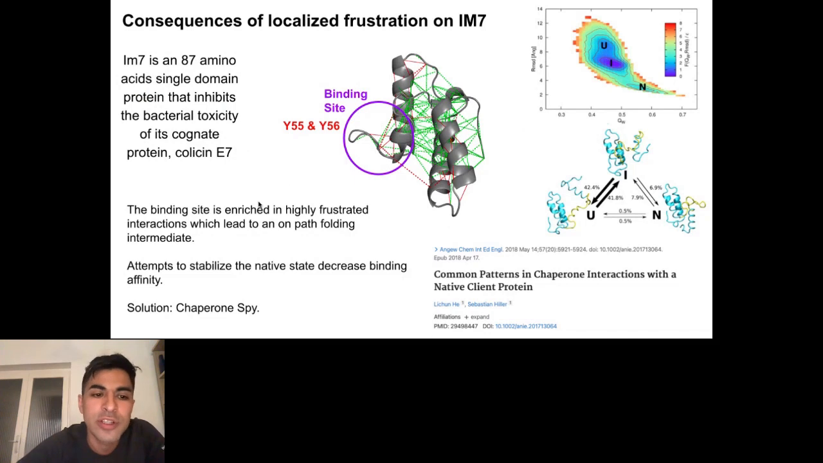And later on, it was reported, at least to my knowledge, that the solution evolution has found to make this less problematic is to have a chaperone that will recognize this highly frustrated region and bind to this protein, avoiding it being toxic, right, to misfold. This protein is called Spy. It was reported in this paper here in 2018. So this is a general mechanism by which evolution avoids local frustration regions being problematic: just have a chaperone that binds to it. And then when the correct protein partner is present, the chaperone releases the highly frustrated protein and allows it to bind the correct protein partner, in this case, E7.